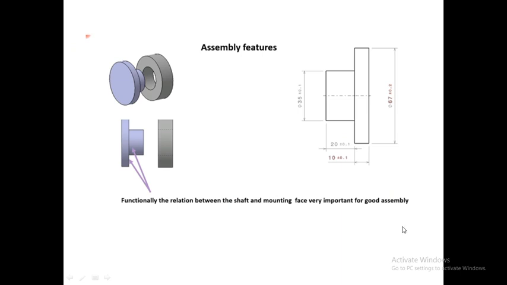The third problem is assembly features. This is a plug, and this goes into this hole. The functional requirement is that the relation between the shaft and the mounting face is very important for good assembly. But in this drawing, there is no mention of the relation between this surface and this surface. This should be totally perpendicular, but there is no mention of that.